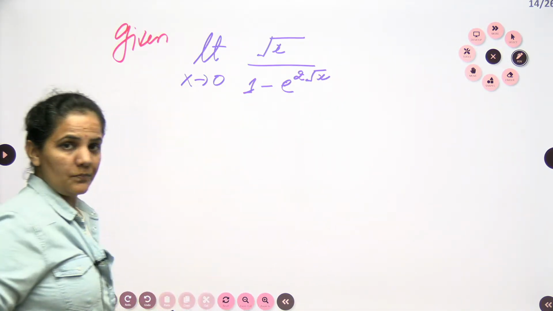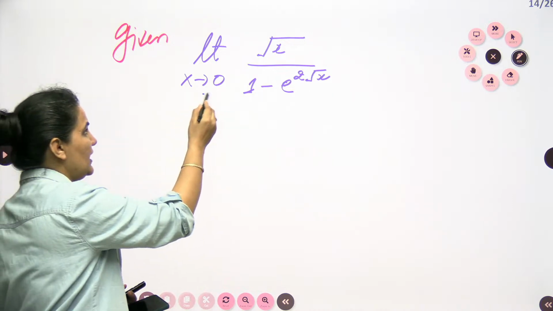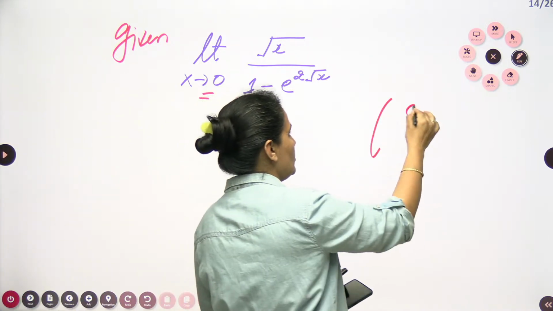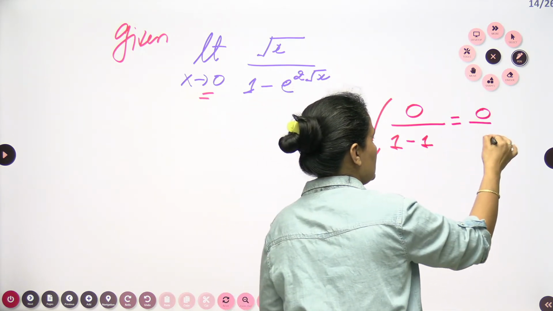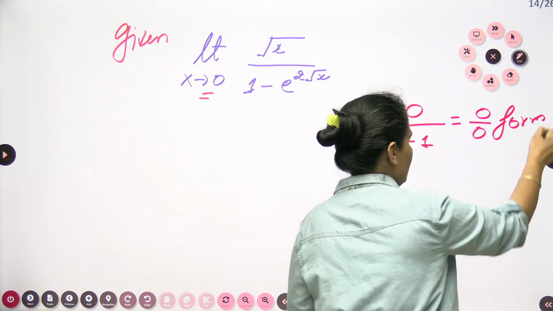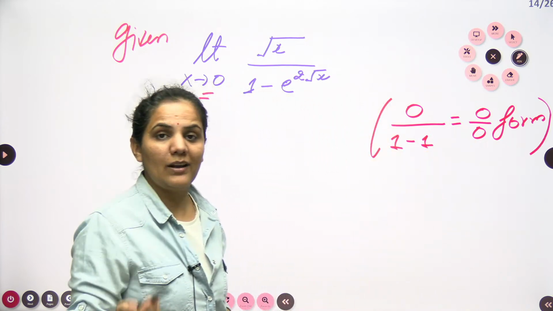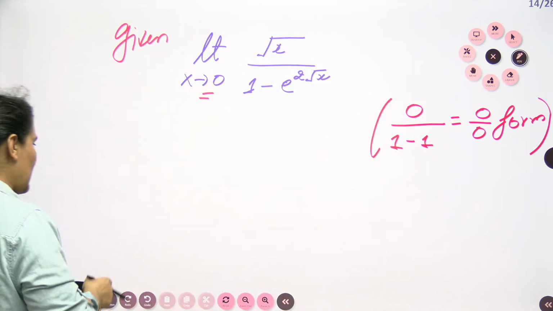Now what we will do? Here we can see when I put x equals 0, the numerator will be 0, and the denominator will be 1 minus e power 0, which is 1 minus 1. So this is nothing but a 0 by 0 form. And whenever we have a 0 by 0 form, we need to use the L'Hospital rule. So I will go here with the L'Hospital rule.